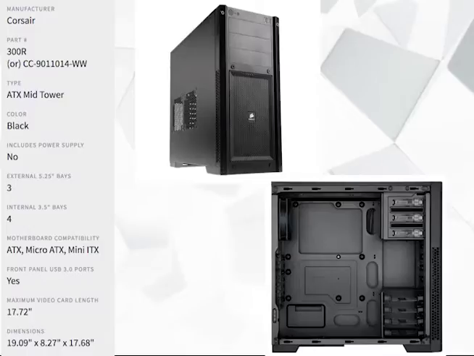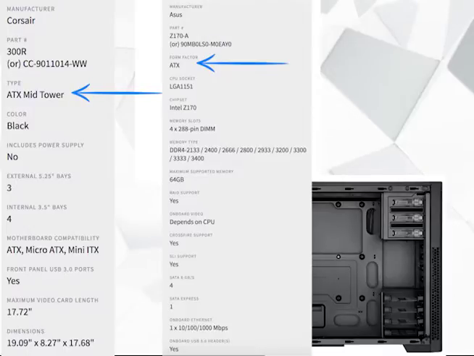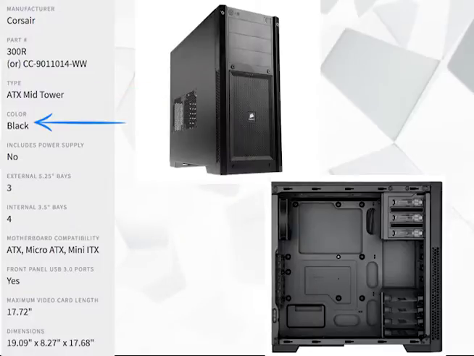Essentially, the most important statistic to remember on a case is the type, the ATX mid tower you can see right here. The reason that's important is you just want to make sure that the ATX tower is compatible with an ATX motherboard, which ours is. Color is very self-explanatory, includes power supply. That's also kind of important because if it does include a power supply, you may not need to buy one for your PC if it's powerful enough, but this one does not come with a power supply.